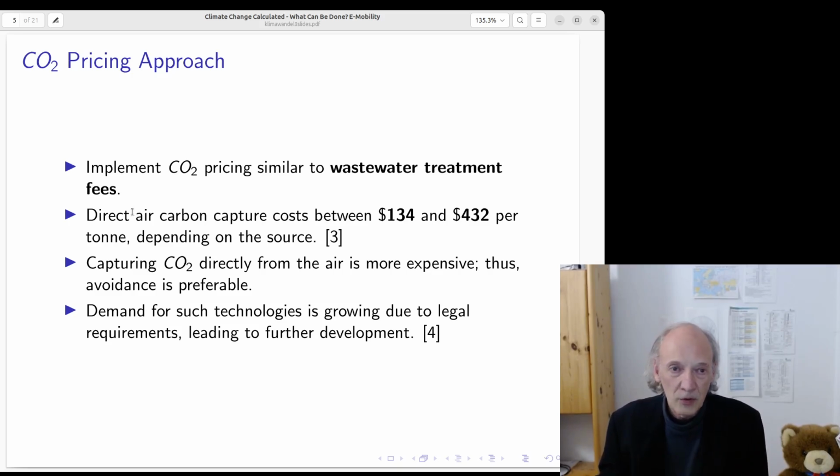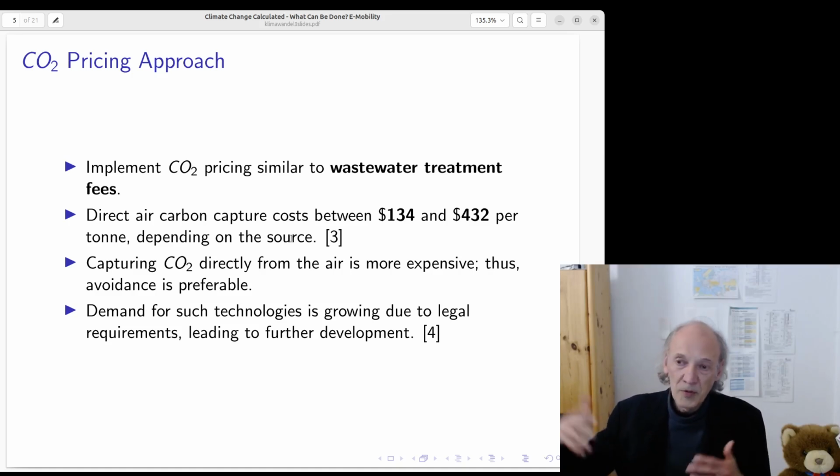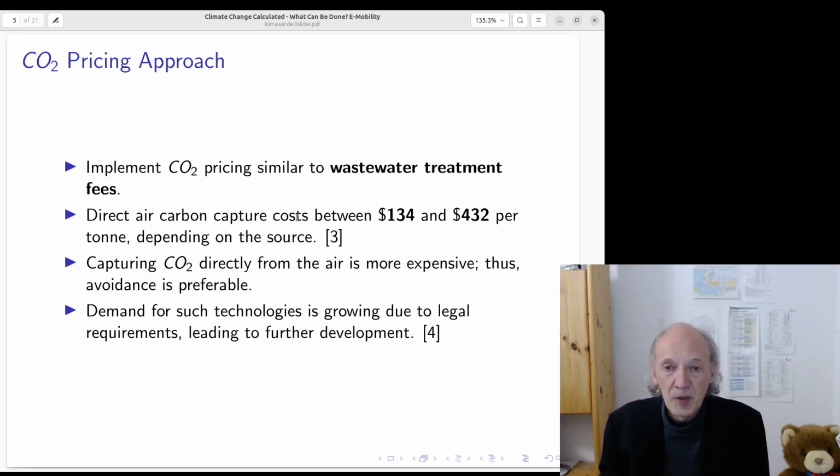There are actually technologies in direct air carbon capture. Depending on the source where it's captured, for instance at the smokestack of a power plant or somewhere from the air, it's between $134 and $432 per ton. The most expensive is right out of the air outside. Capturing CO2 directly from the air is more expensive, thus avoidance is preferable. So let's say $300 per ton might be the cost.